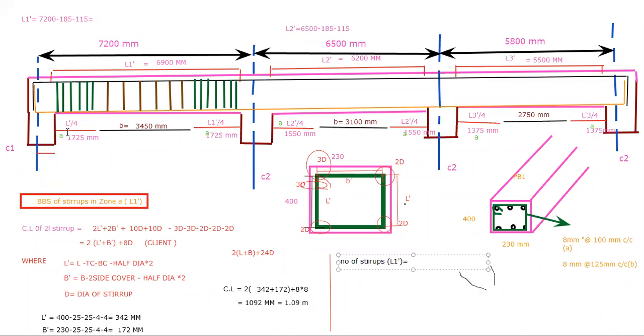So what opposite length will we take? The opposite length will be 1725 and once again 1725. So here you have to take 1725, and because one more A is there, plus 1725, bracket divided by spacing. So what is the spacing here? 100. So take 100, and plus 1. One time you have to plus 1.